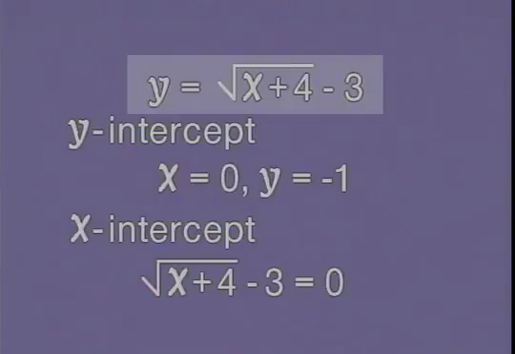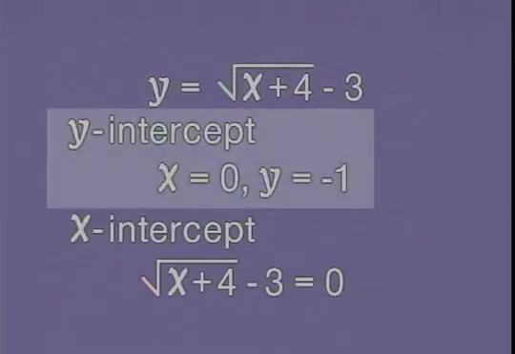Again, and I hope you're used to this by now, we're going to go through a step-by-step process to graph these functions. And the first thing we've always done is look for the y-intercept. The y-intercept for square root functions is no different than the y-intercept for any other kind of function. It's simply where x is 0. When x is 0, y is negative 1. That is the square root of 4, which is 2, minus 3 is negative 1.